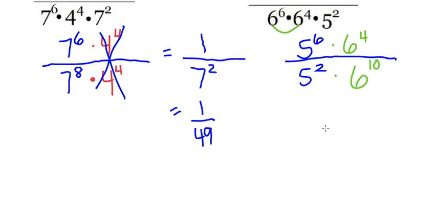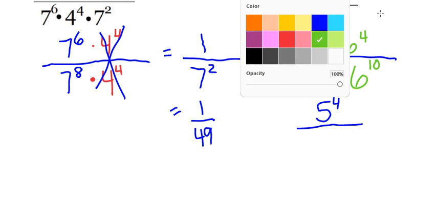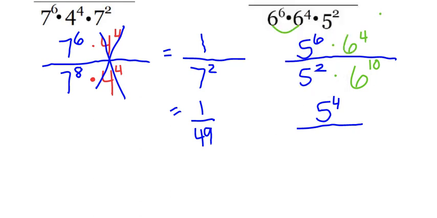And first thing I want to do is figure out where my 5 lives. Well, I've got more 5s in the numerator than the denominator, so the 5 lives in the numerator there. And the difference between 6 and 2 is 4, so it's 5 to the 4th in the numerator. Well, now I need to simplify my 6 here. So 6 to the 4th over 6 to the 10th. There's more 6's in the denominator, and the difference between 10 and 4 is 6, so that would be 6 to the power of 6. So that right there would be our final answer.